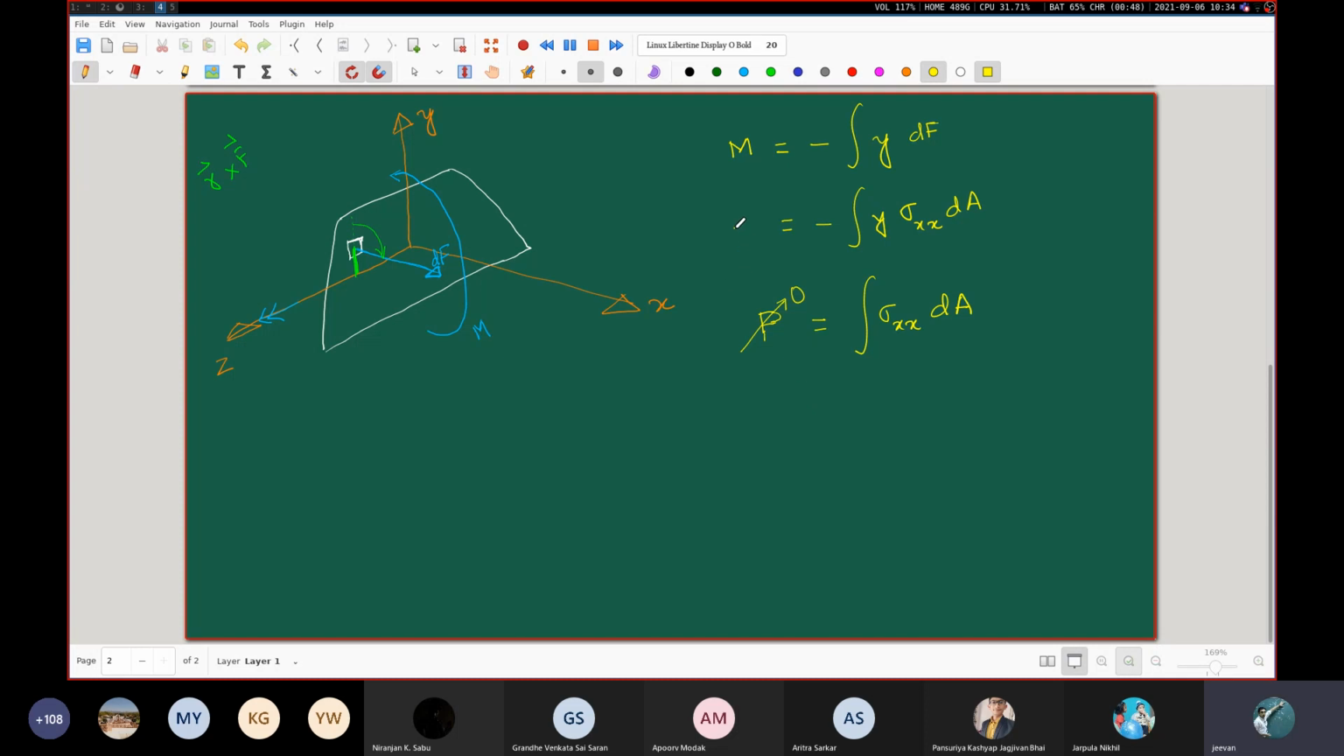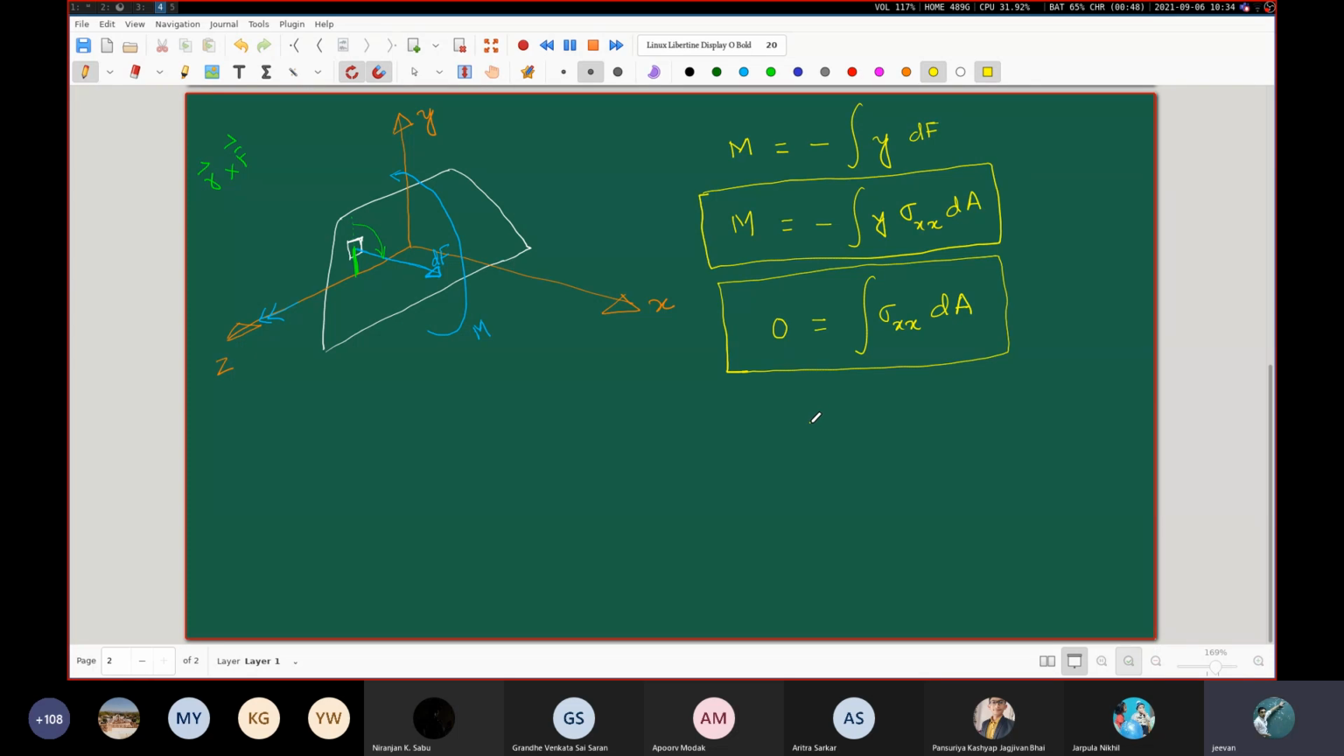Okay, so one equation we have is that this M is equal to this thing. The other equation that we have is that the integration of sigma xx dA is equal to 0. These are two of the most important relations within the purview of pure bending.